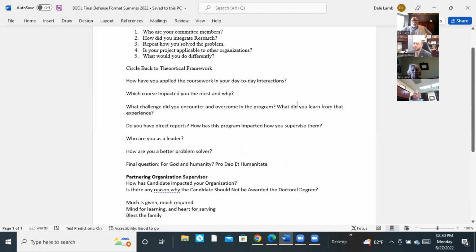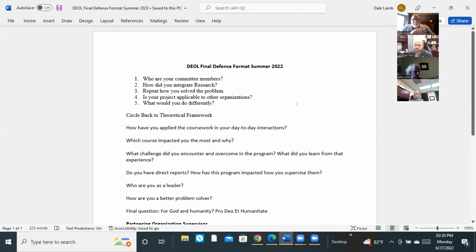Let me go here. So here are the things that I think you've covered, all the things in the top five here about your actual project itself. You've circled back to your theoretical framework. You've done an excellent job there. The Getzels-Guba model, the nomothetic and the idiographic, wherein what the organization needs for you to do every day has to be what you want to do or are capable of doing. And therein lies the problem.